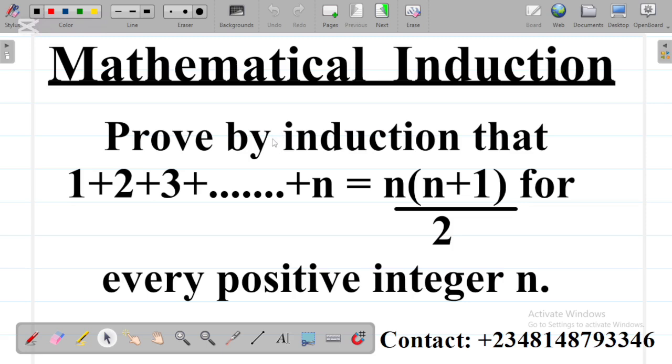Alright, so in this class, we are going to be dealing with mathematical induction.